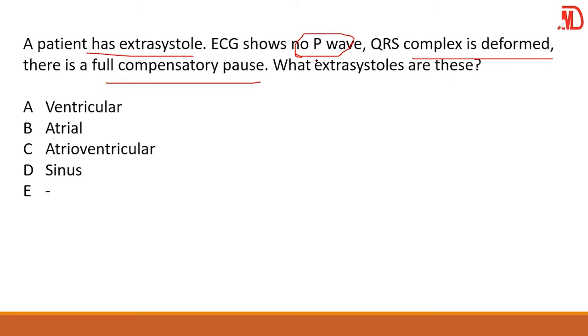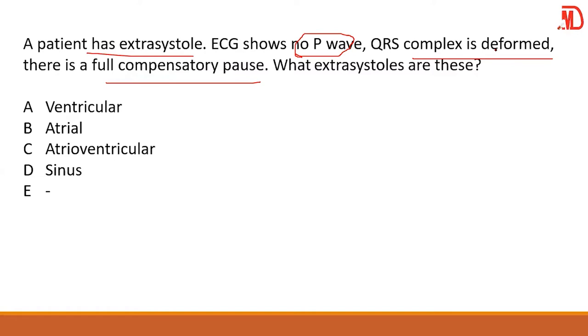Again, there's no P wave present. The QRS is deformed. That means that whatever the impulse is, it's not coming from the SA node, neither is it coming from the atrium, because no P wave is there and the QRS is deformed. So like I said, an extra systole is a premature ventricular contraction. And in ventricular extra systoles, there is a wide, abnormally shaped QRS complex. When we say wide, abnormally shaped, it means it's a deformed QRS complex.